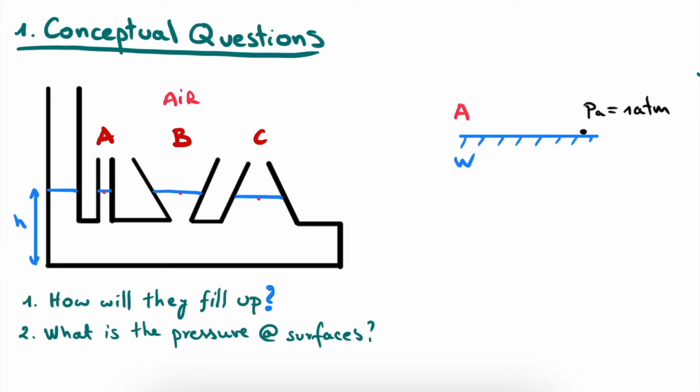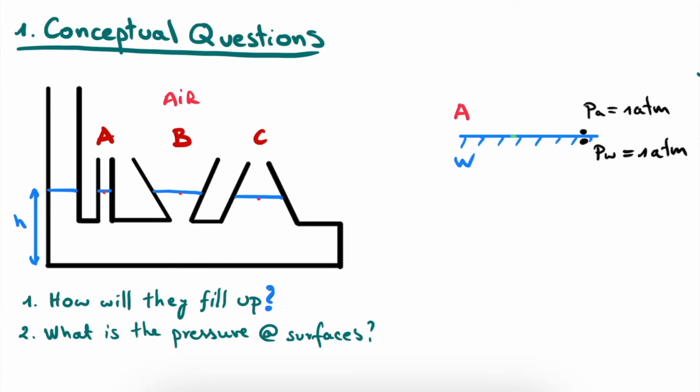And now the question is, what would be the pressure right below the surface of the water? It turns out that at this specific point in the water, right below the surface, the pressure is also 1 atmosphere, equal to the pressure right above the surface of the water. To see why this is the case, let's see what would happen if this were not the case.